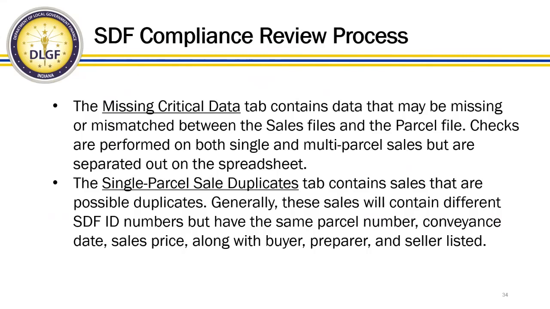In addition to the Missing Critical Data tab, you'll potentially find the Single Parcel Sales Duplicates tab on your Issues Workbook. That tab is basically a list of records that we think are possible duplicates in your system. Generally, these sales will have different SDF ID numbers associated with them, but they're going to have the exact same parcel number, exact same conveyance date, same sales price, and the buyer and preparer information are going to be exactly the same. So it looks like it's been double entered into your sales disclosure software system.